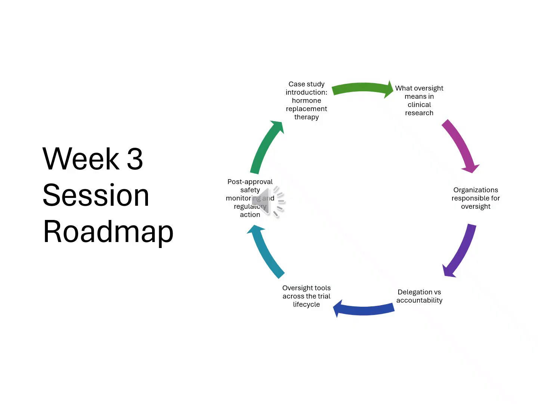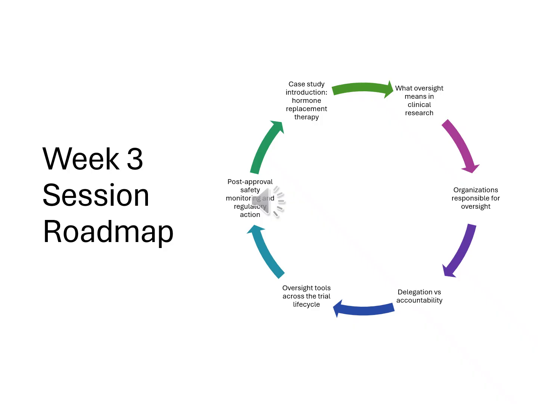Here is our roadmap for today's session. First, we will define what oversight means and what it looks like in practice. Then we will walk through the major organizations involved in oversight, such as sponsors, contracted trial support organizations, research sites, ethics review bodies, safety monitoring groups, regulatory authorities, and vendors.